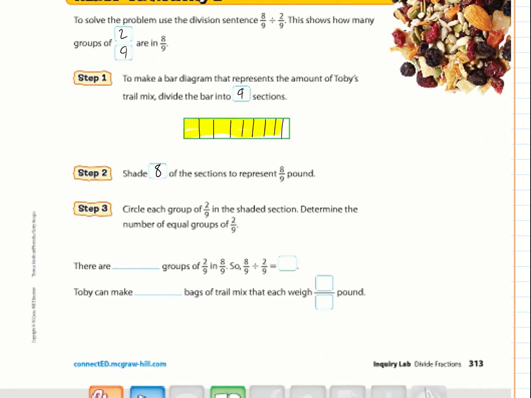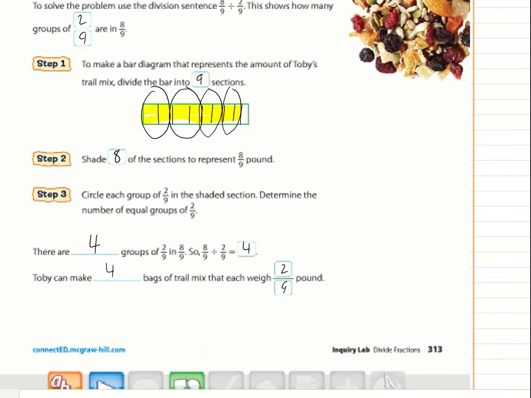So now we're going to circle them into 2/9. So 1, 2, 3, 4. There are 4 groups of 2/9 in 8/9, so 8/9 divided by 2/9 equals 4. Toby can make 4 bags of trail mix that each weigh 2/9 pounds. So that's the model way.